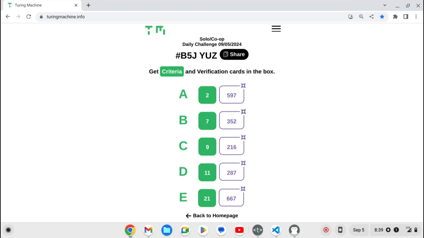Let's begin. Today's September 5th, 2024, and we're solving the Daily Turing Machine Puzzle. Today's puzzle uses the following 5 criteria cards: criteria card 2, 7, 9, 11, and 21. And the puzzle uses the purple verification cards. The code above is your way to get more information on today's puzzle by searching the code on turingmachine.info. Let's go solve.